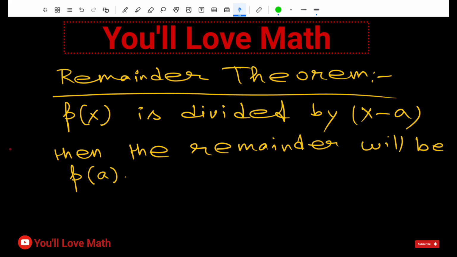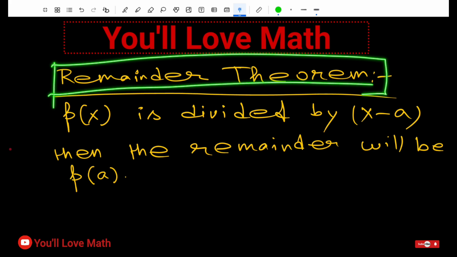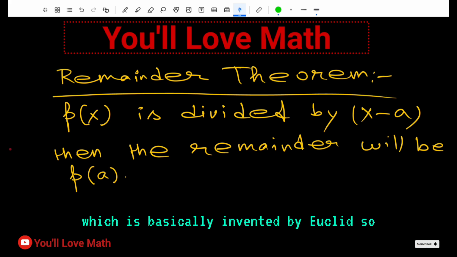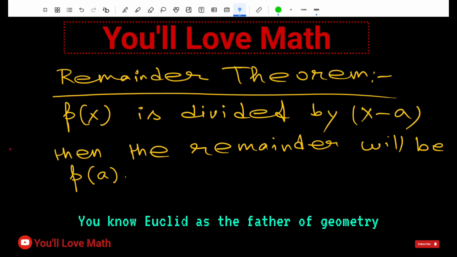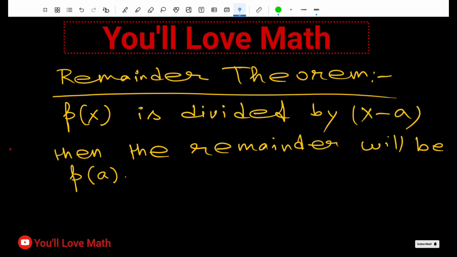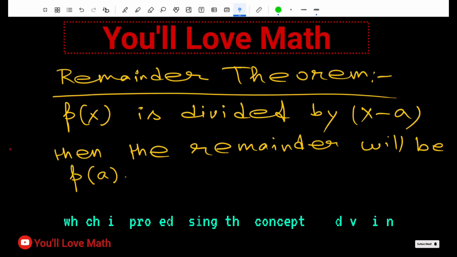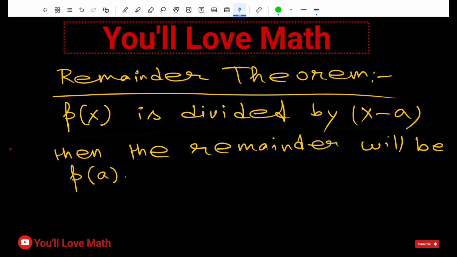Today we will discuss the remainder theorem, which is basically invented by Euclid. You know Euclid as the father of geometry, but he also contributed in the field of algebra. It's a beautiful theorem and a fundamental theorem of algebra which is proved using the concept of the division algorithm.